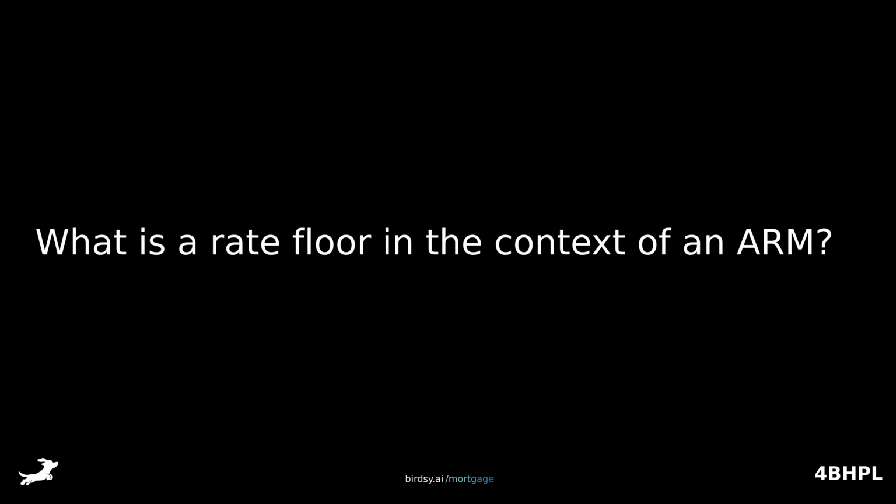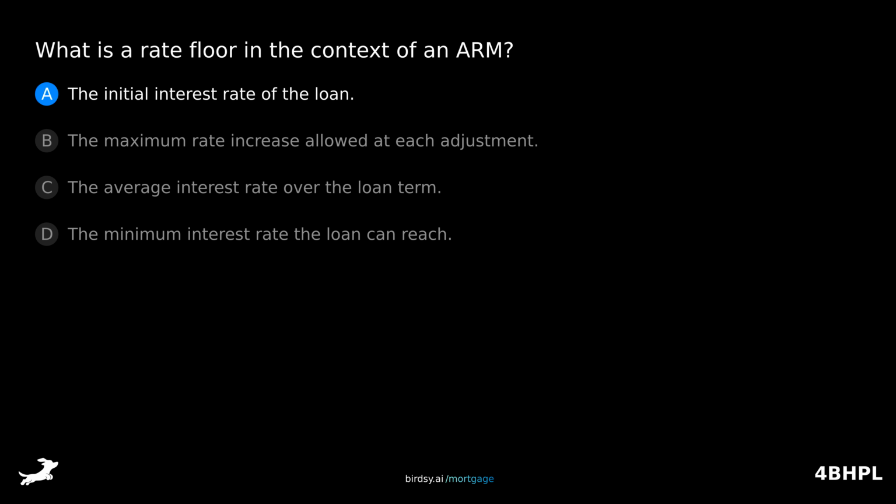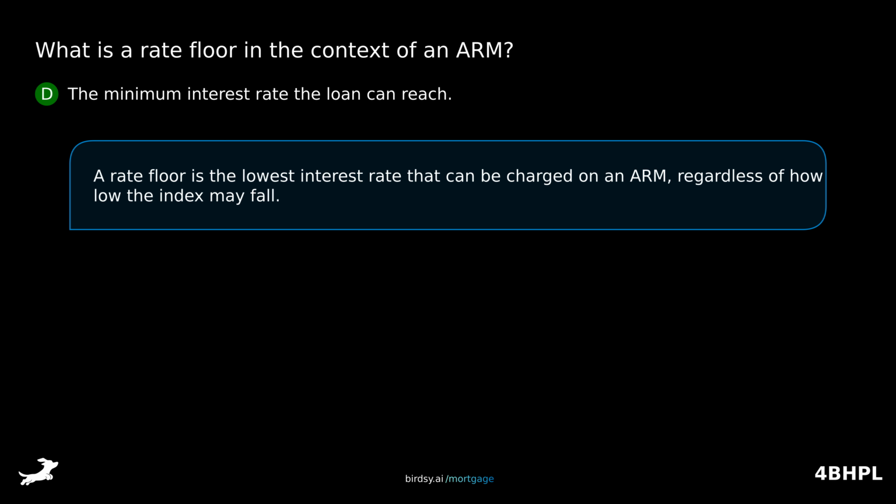What is a rate floor in the context of an ARM? Is it A, the initial interest rate of the loan? B, the maximum rate increase allowed at each adjustment? C, the average interest rate over the loan term? Or D, the minimum interest rate the loan can reach? The answer is D, the minimum interest rate the loan can reach. A rate floor is the lowest interest rate that can be charged on an ARM, regardless of how low the index may fall.